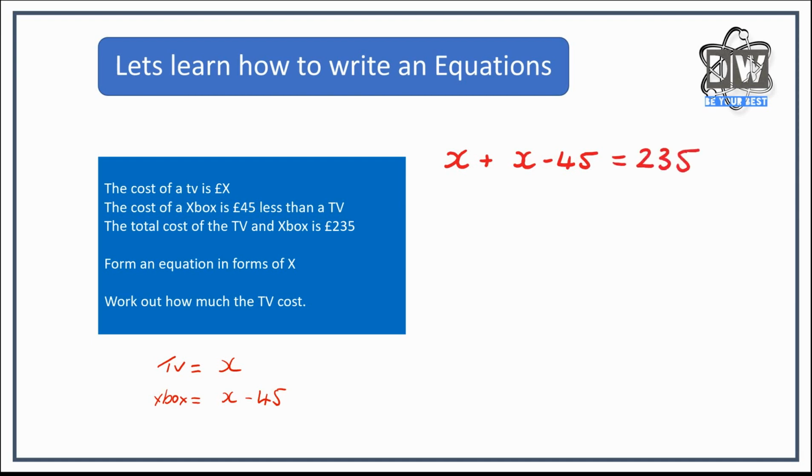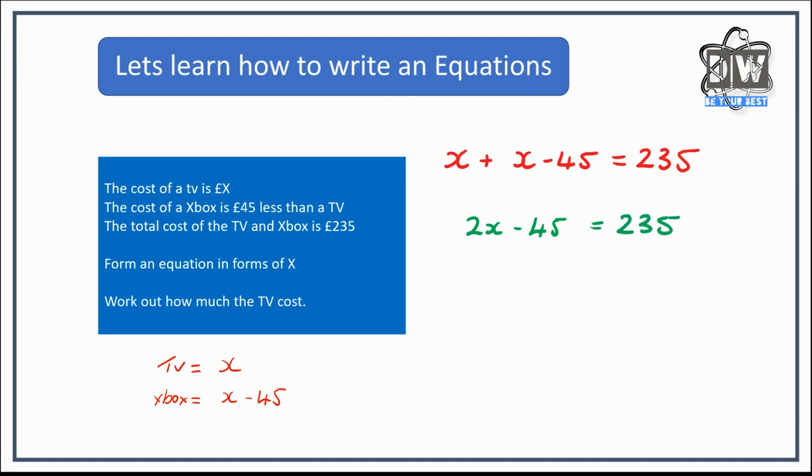And that equals 235. So now, very simply, I just collect the like terms for a starting point. Do I add 45? Let's have a look. We collect the like terms. So 2x minus 45 now equals 235.